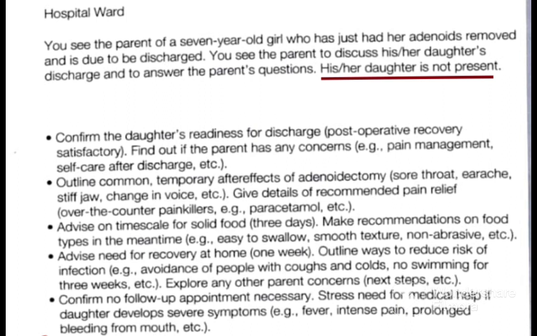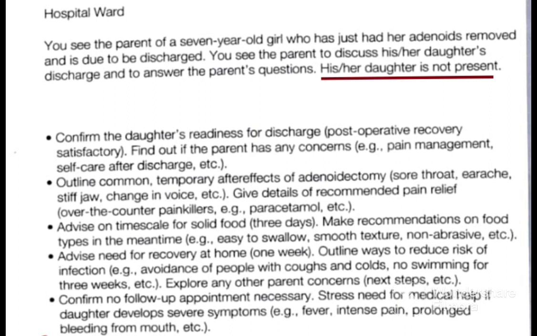And the next task is hospital ward. You see the parent of a 7-year-old girl who has just had her adenoids removed and is due for discharge. You see the parent to discuss his or her daughter's discharge and to answer the parent's question. His or her daughter is not present. Here also you have to take care. Patient is not present. Daughter is not present. So your talk is going on in corridor or in nursing station or somewhere else. So the confirmation of patient's name is mandatory.